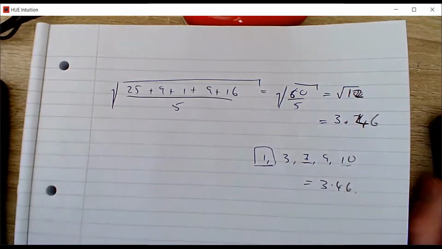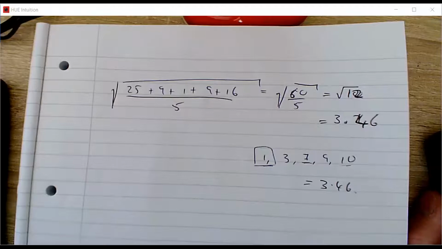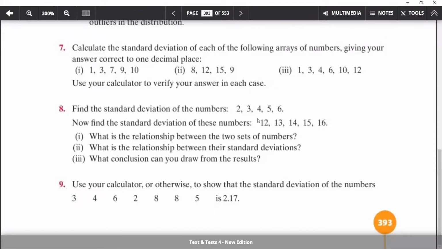Question 8 then is, excuse me, sorry, now I'm not sharing. Question 8 is an interesting one. This set of numbers 2, 3, 4, 5, 6 and 12, 13, 14, 15, 16 are the same set of numbers, just increased by 10. So you increase all these numbers by 10.